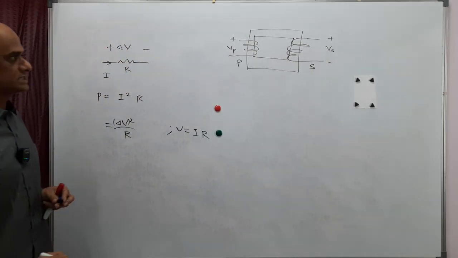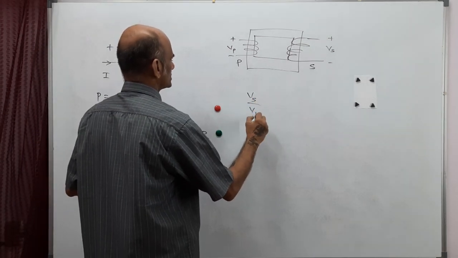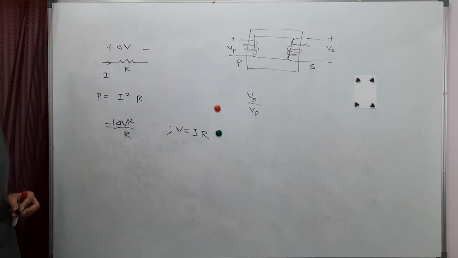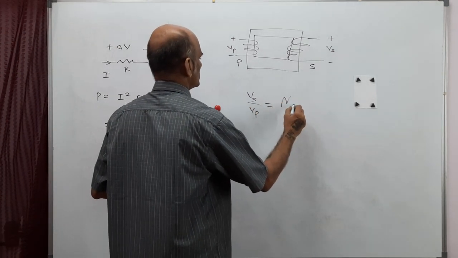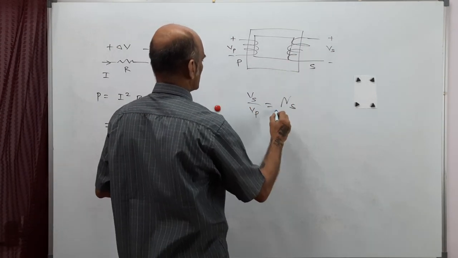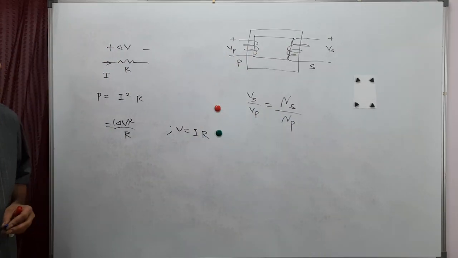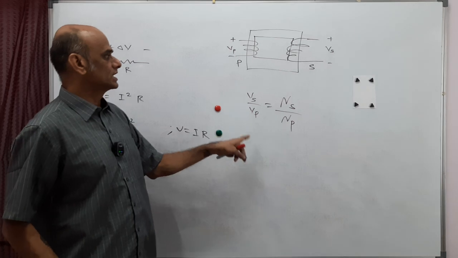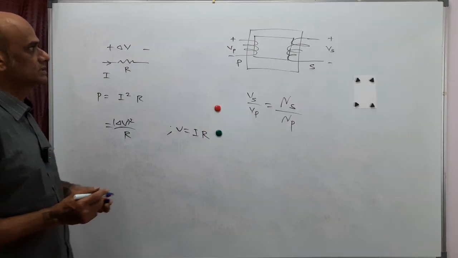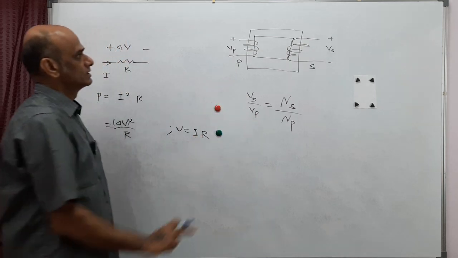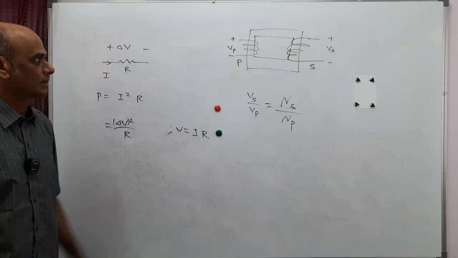So the ratio of the output voltage by the input voltage of the primary coil is the transformer ratio, and it is equal to the number of turns on the secondary side divided by the number of turns on the primary side. So if the number of turns is more, then there will be a voltage increase. So for a step-up transformer, Vs is greater than Vp. That means the number of turns on the secondary side is more compared to the primary side.